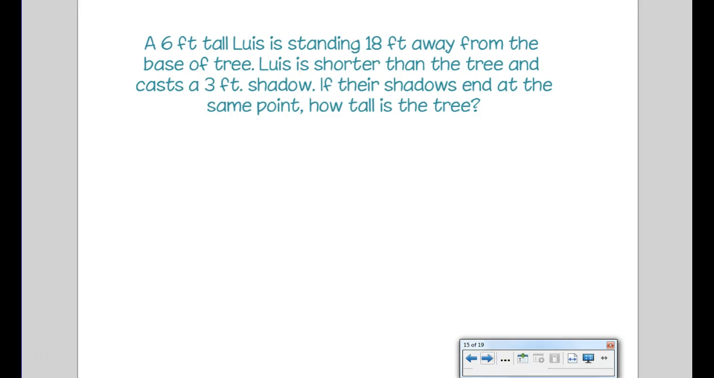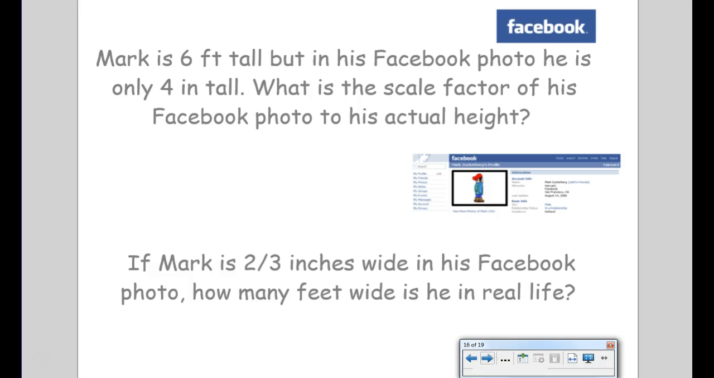Cool. Ooh. I think we're going to skip Lewis, that one. Sorry, Lewis. I'm going to skip you. We're going to go to Mark. Where are all the girls in these examples?